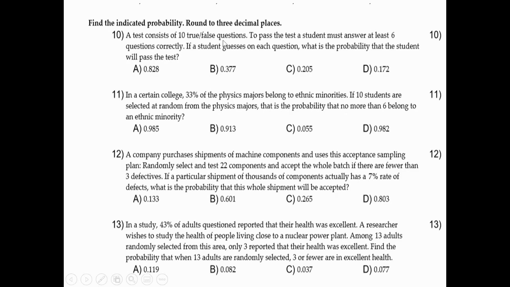A test consists of 10 true false questions. What's the probability of at least 6? This one talks about the probability of no more than 6. This one here is fewer than 3. Among 13 adults, what's the probability of only 3? Notice all these problems we had in chapter 4 and chapter 5 in probability dealt with whole numbers, counting numbers.